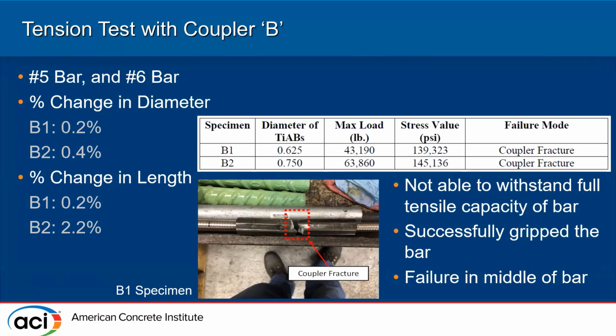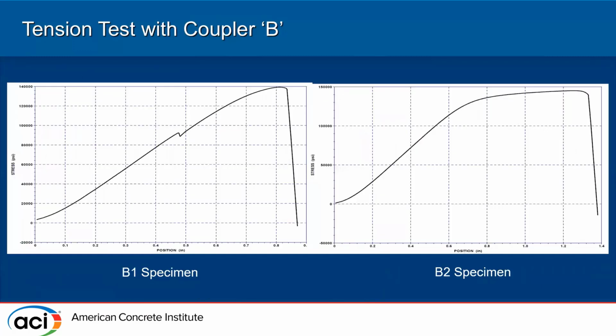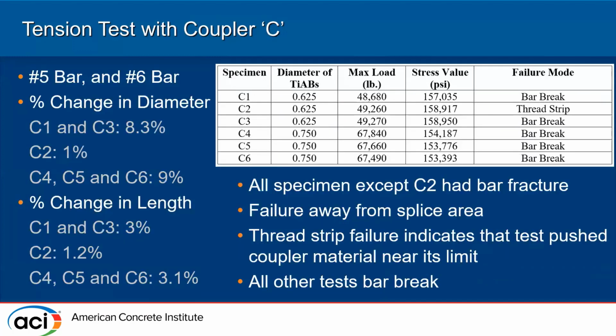And even here, the change in diameter is pretty low. And then this is the stress versus position plot. And this little kink that you see is the slip of the bar. And then this is for coupler C. So like I said, coupler C also uses the pressing mechanism, which is why it was able to successfully grip the bar. And this is comparatively thicker too.